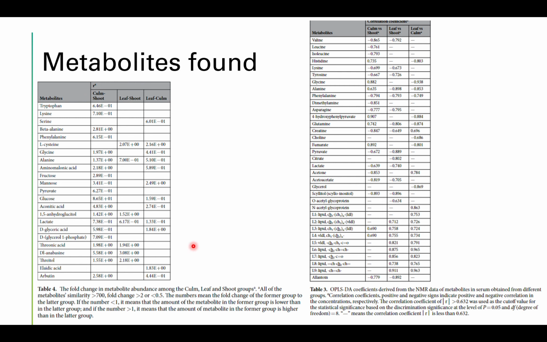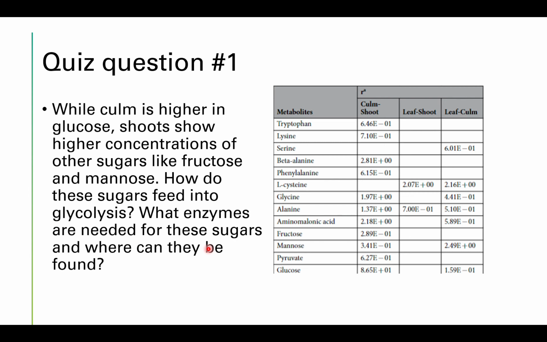So what I want to bring this to is our first quiz question. In this table, we see that the culm has a higher amount of glucose, but the shoots have a higher amount of these other sugars. So how are these sugars important? How do they feed into glycolysis? And what enzymes are needed for these sugars, and where can they be found? So what is the importance of these sugars? So there's that quiz question.